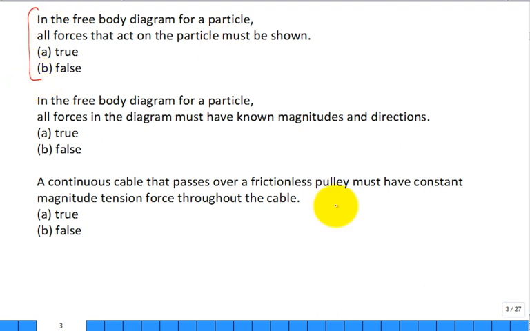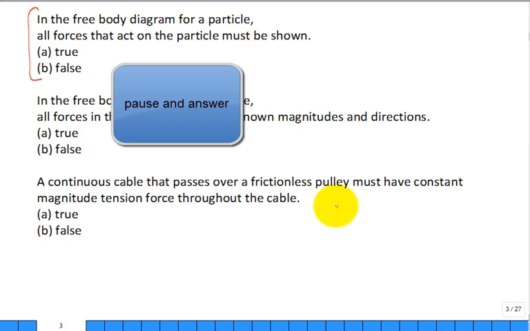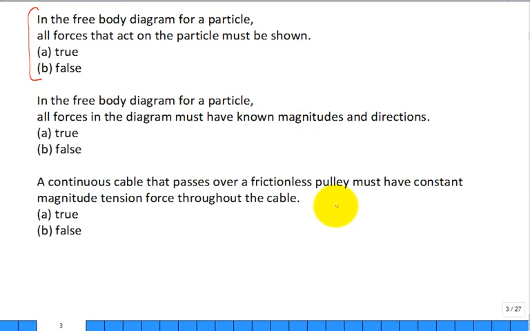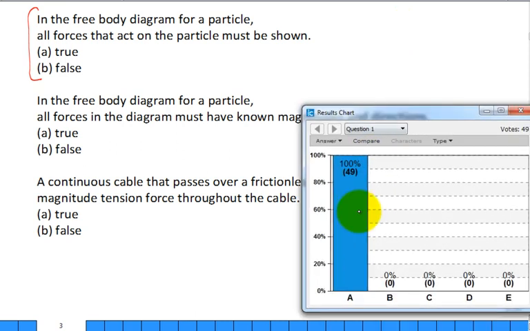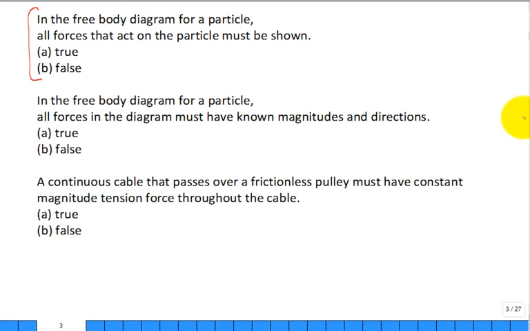In a free body diagram for a particle, all forces that act on the particle must be shown. True or false? So this is definitely true. Everybody was spot on, right? So there you go. That's a good way to start.